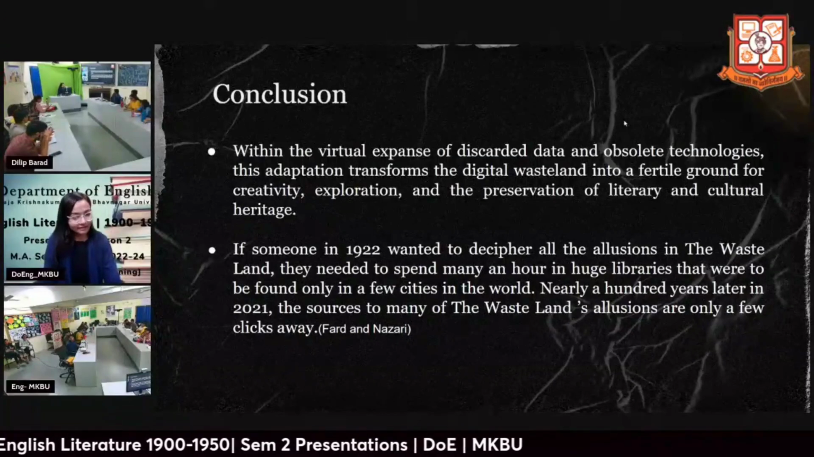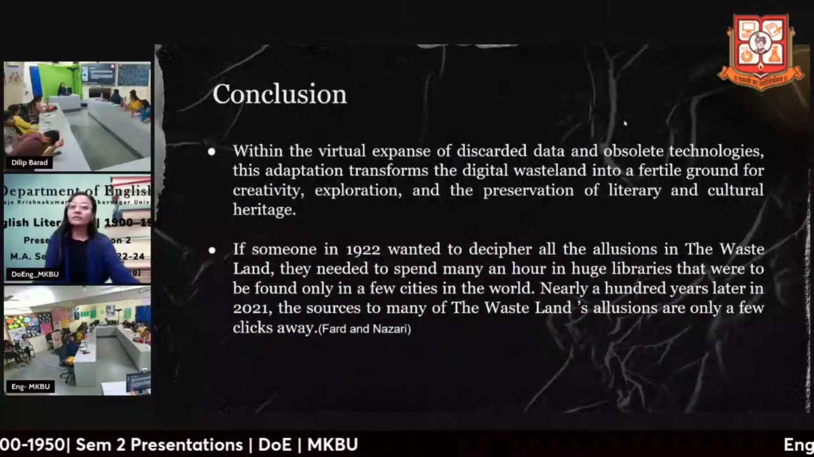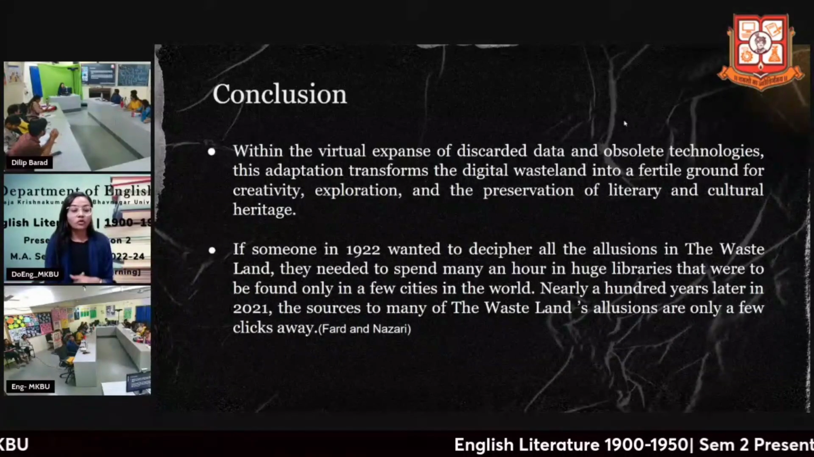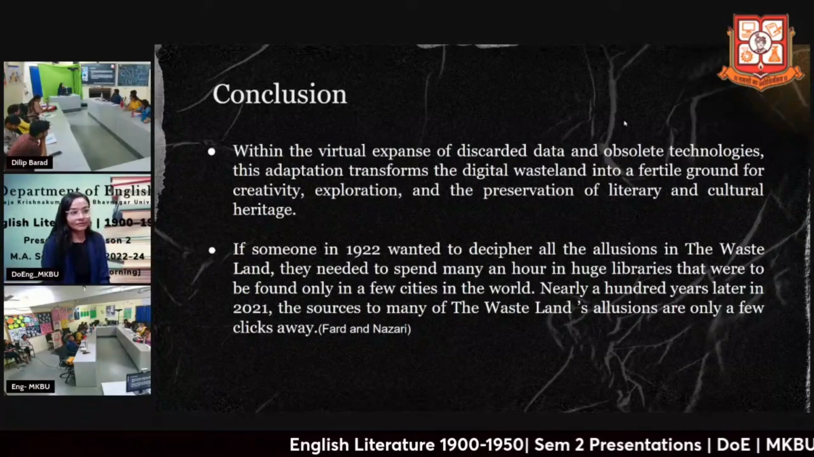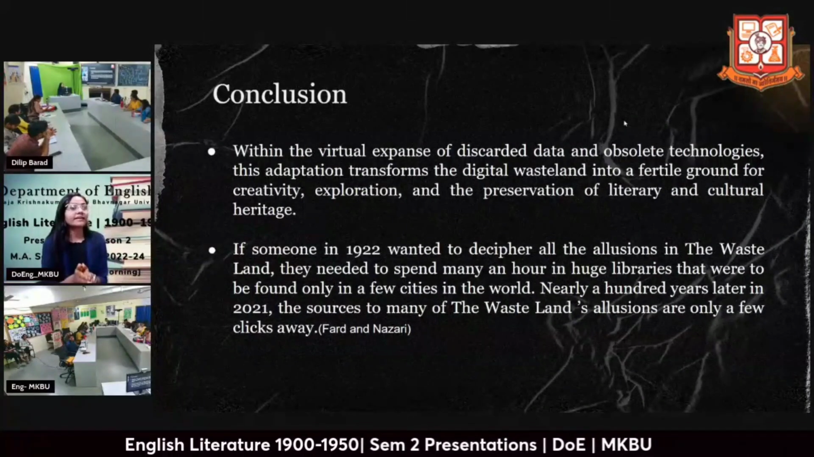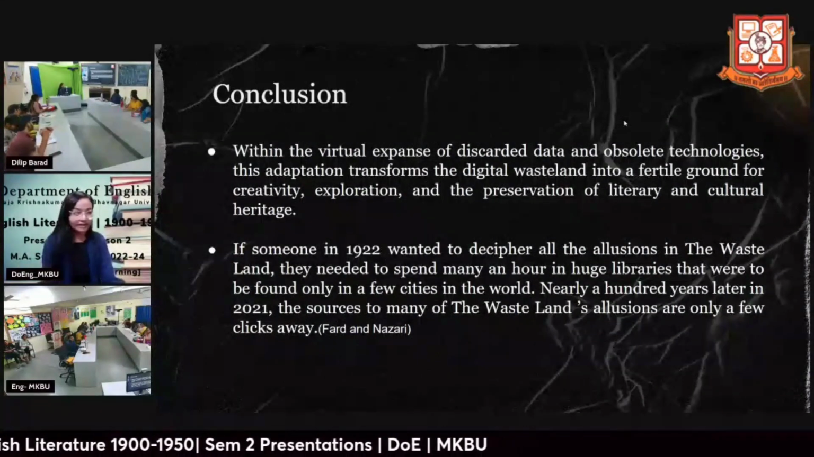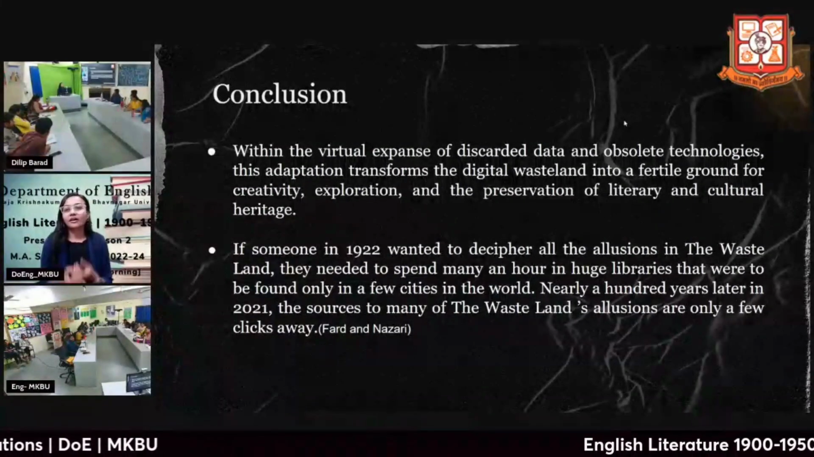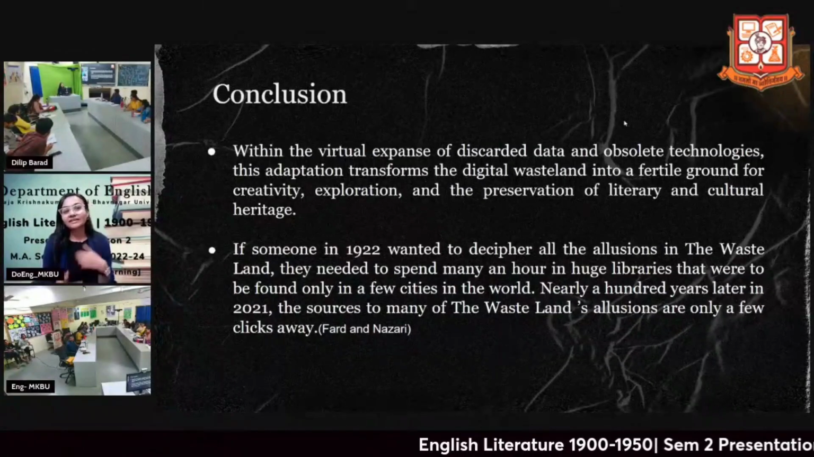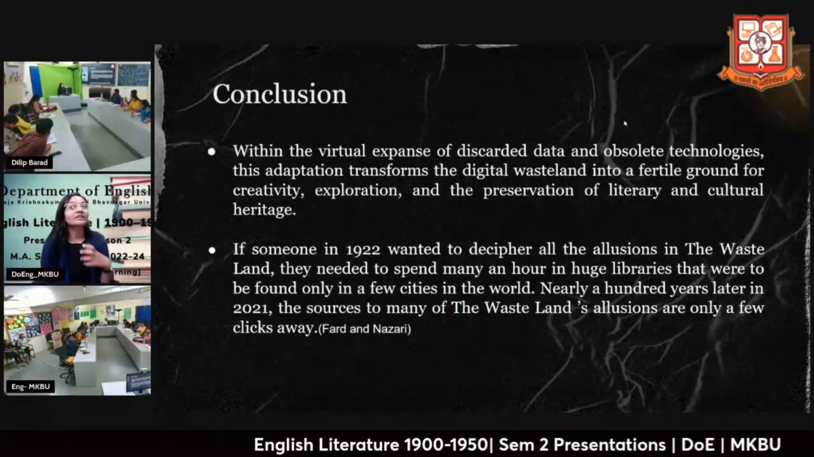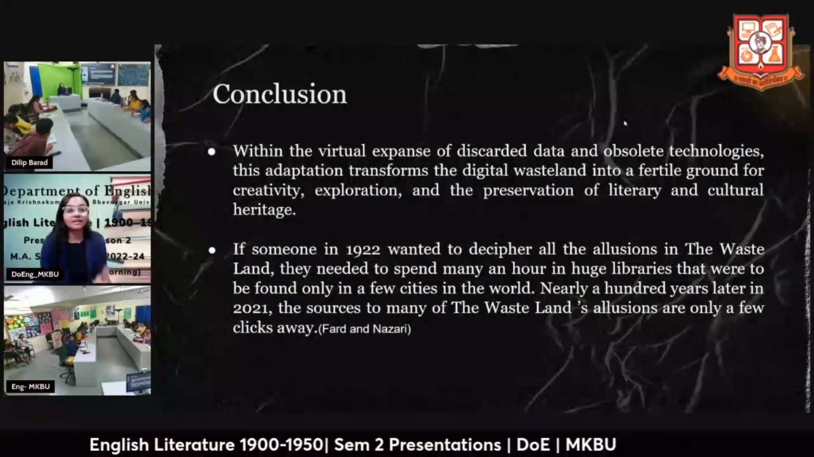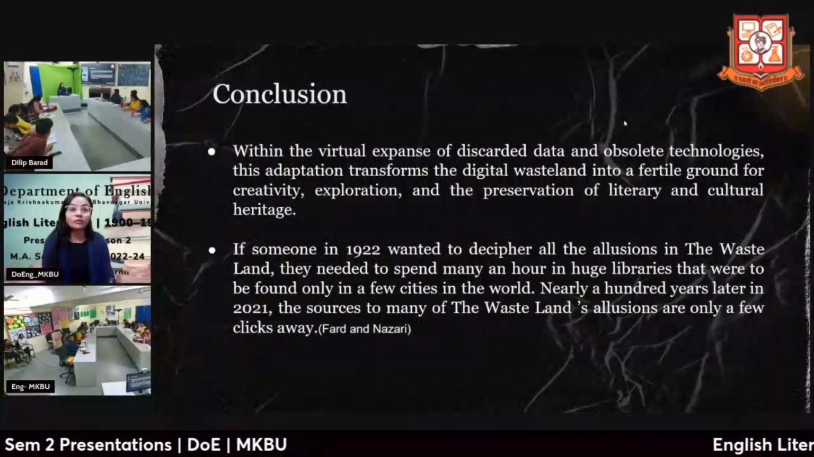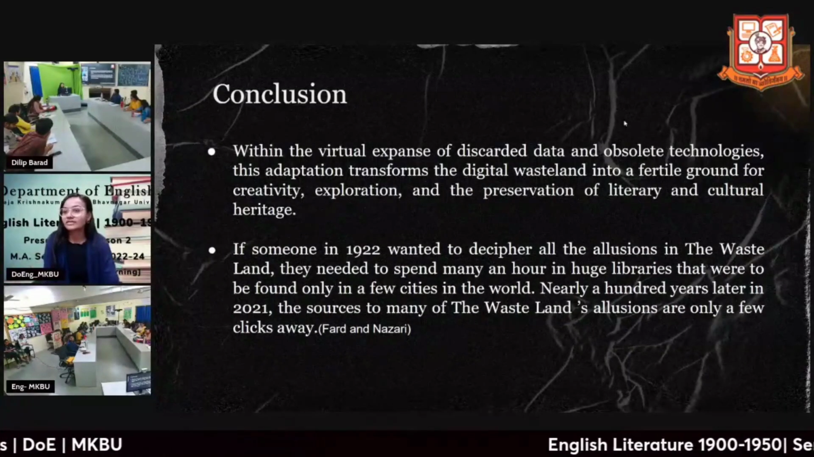Nearly 100 years later, in 2021, and in 2023 too, the sources of many of The Waste Land's allusions are only a few clicks away. So within a few clicks, we get all the information related to The Waste Land. With the help of technology and its evolution, readers, especially students and scholars, can easily understand the gist of the poem, what themes and ideas lie in it, with the help of multiple references and allusions as well.